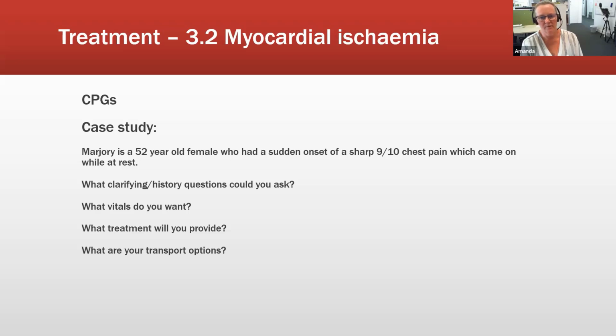Okay, so Marjorie's a 52-year-old female who had sudden onset of 9 out of 10 sharp chest pain, came on while at rest. So what clarifying questions could we ask Marjorie? She's saying it's sharp, so we know the quality of the pain, we know it's 9 out of 10, the severity, we know the onset while at rest. We need to know if it's radiating or not.